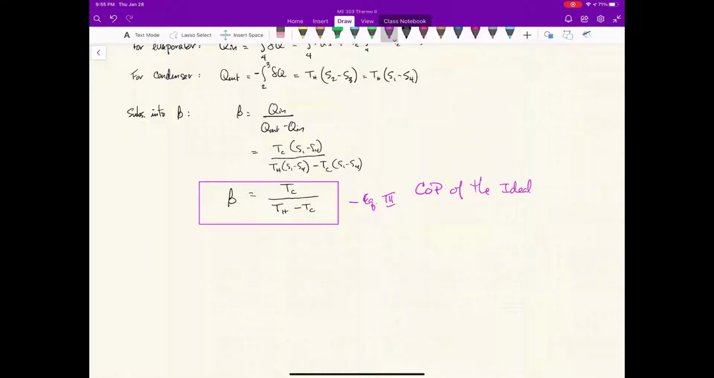Of the ideal Carnot cycle. So that's worth thinking about for a little bit here. Some reflection and observations on this here.